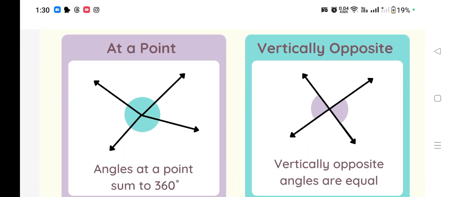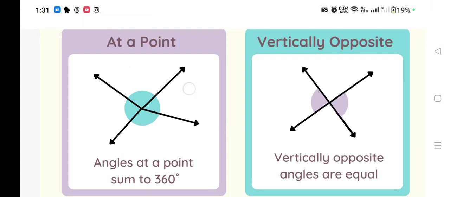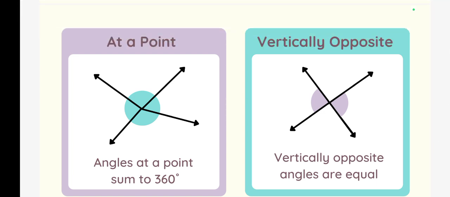Again, at a point, suppose there are four angles. You can see that this is one angle, this is the second, this is the third, this is the fourth. So the whole of the angles at a point needs to be 360 degrees. The angles at a point sum to 360 degrees. The four angles in total need to be 360 degrees.